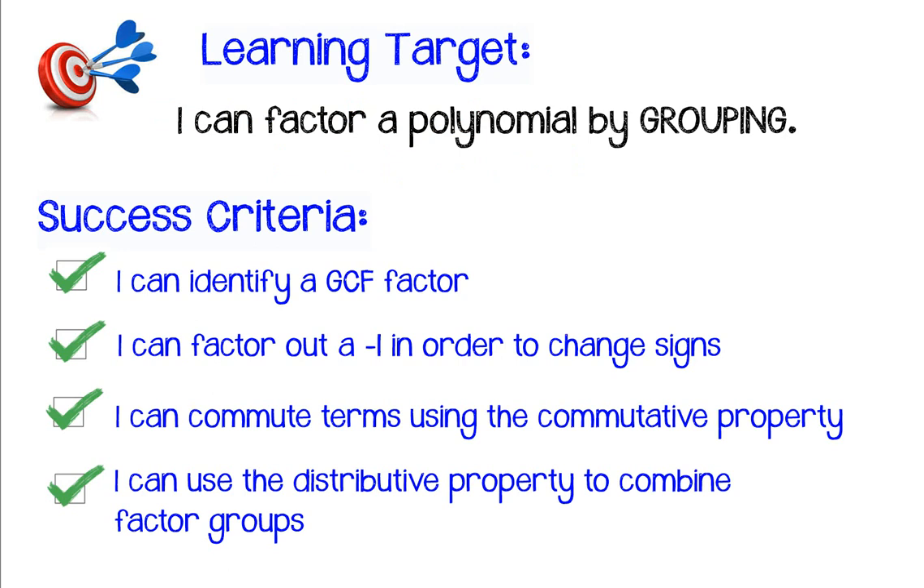By the end of this lesson, you'll be able to say that you can factor a polynomial by grouping, and these are the four things that you're going to be working with. Identifying a GCF, factoring out a -1 or some other negative value in order to change the signs of your terms. The third thing is you may need to use the commutative property today to commute your terms so that they are in the same order. And then the fourth one is understanding that the distributive property will allow us to combine our groups or simplify our groups in a different way.